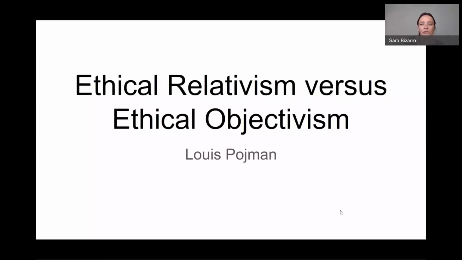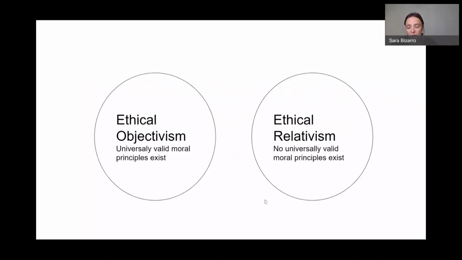Okay. So the first distinction that Pojman makes in the reading is between what he calls ethical objectivism and ethical relativism. Ethical objectivism would be the idea that there are universally valid moral principles, while ethical relativism would be the idea that there are no universally valid moral principles. So this is kind of vague. What is a universally valid moral principle? What does relativism entail and so forth? And he tries to break this down a little bit more in the reading.